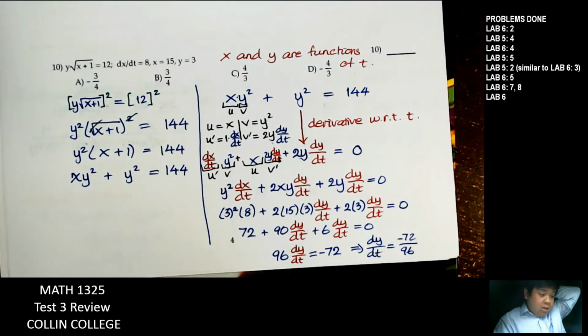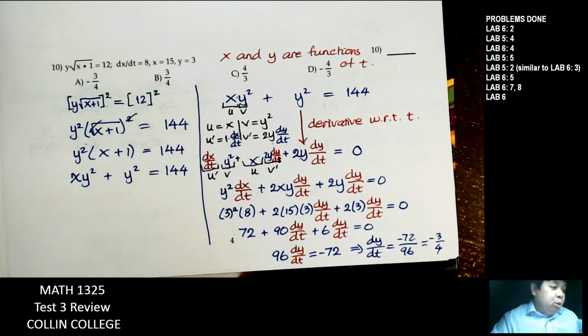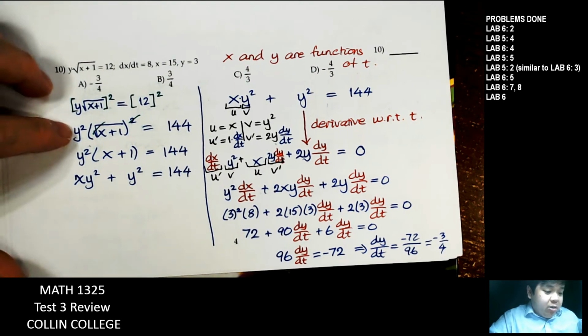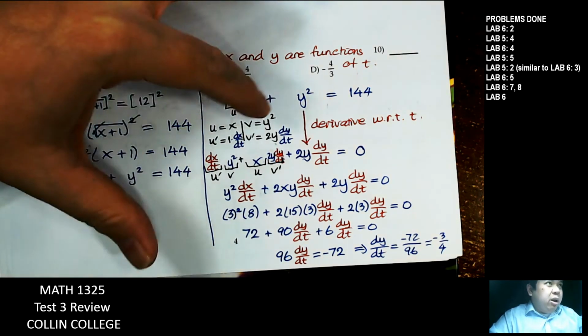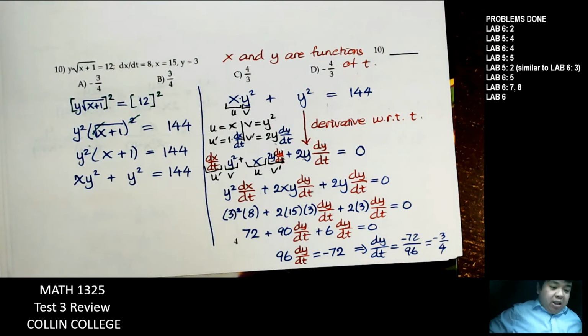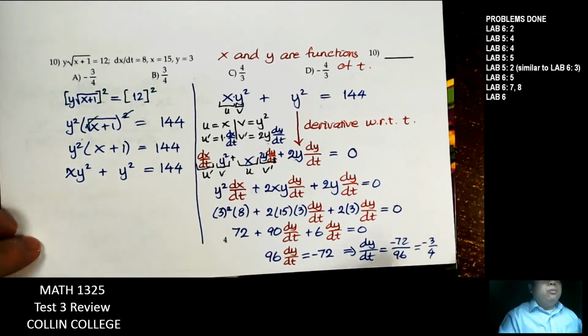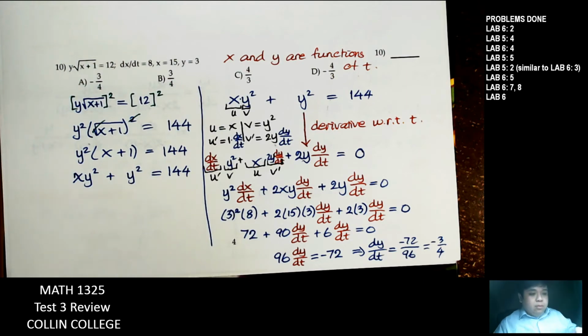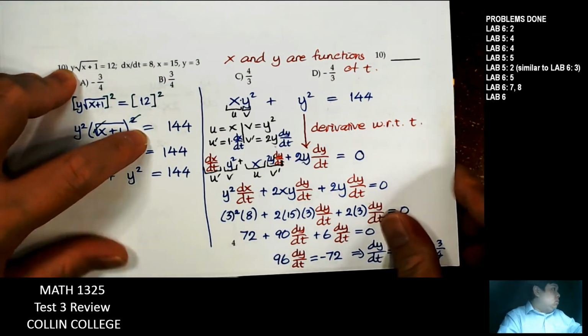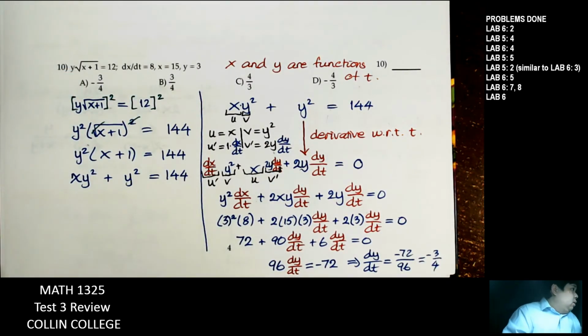The 72 we'll move to the other side as negative. Those two terms both have dy over dt, so we can combine them: 96 dy over dt. And then negative 72 divided by 96. That's what we have for dy over dt. So simplify that by 24.